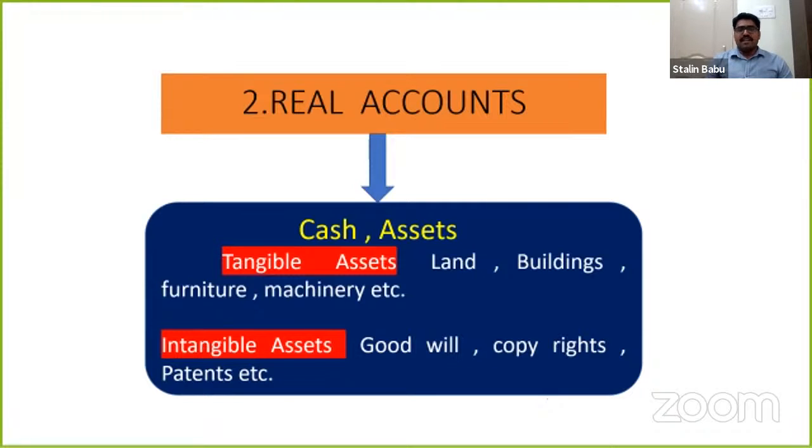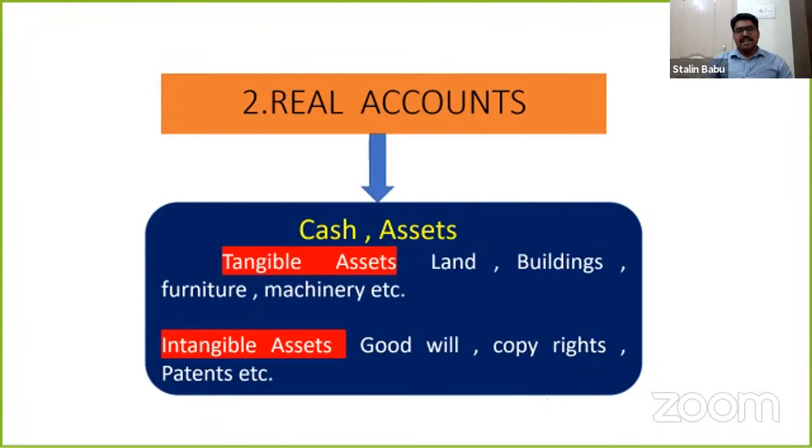These assets are of two types. What are they? They are tangible assets and intangible assets. What is meant by tangible? Tangible means which we can see and touch. For example, land, buildings, furniture, machinery, etc.